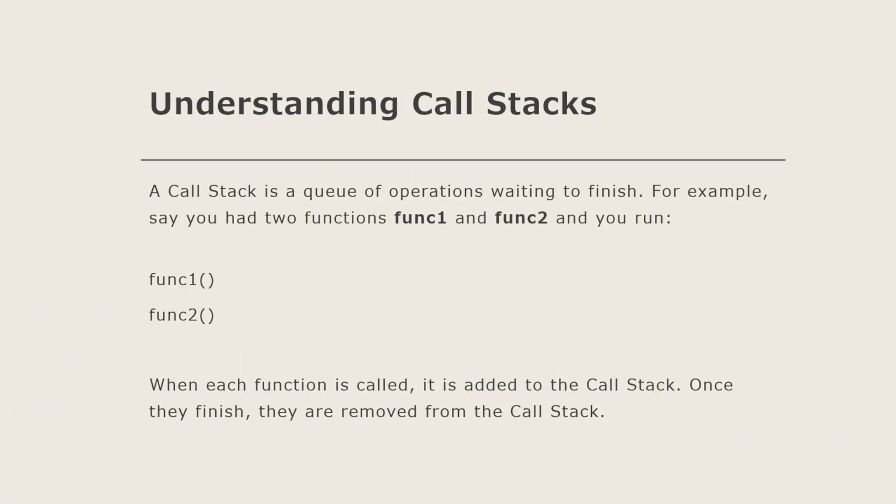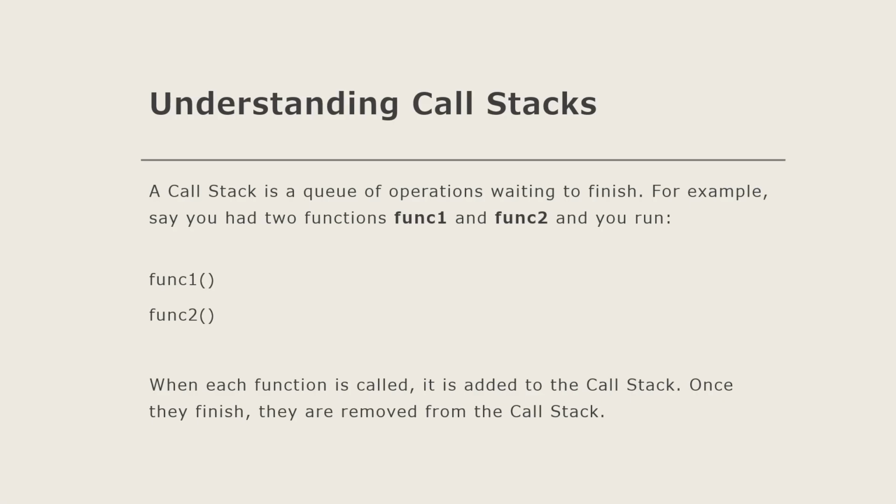Now, we also have to understand something called a call stack. A call stack is a queue of operations waiting to finish. For example, say you have two functions, as you can see there, and you run this snippet of code right here. When each function is called, it is added to the call stack. Once they finish, they are removed from the call stack. So when a function is being run, you will see it in a call stack. You'll especially see this if you're debugging. You can see what's being run.